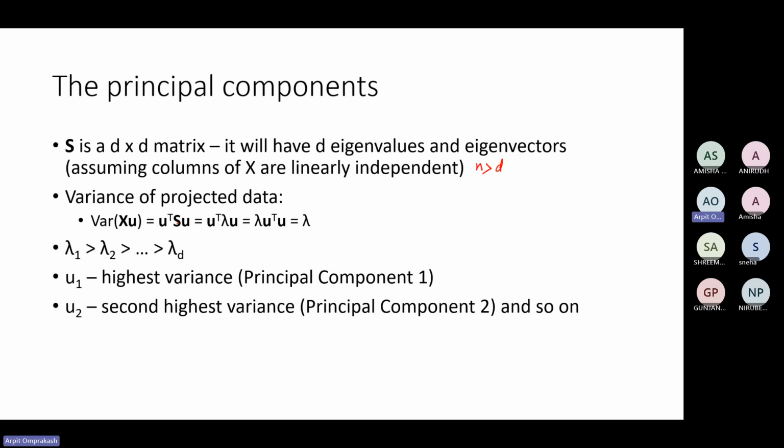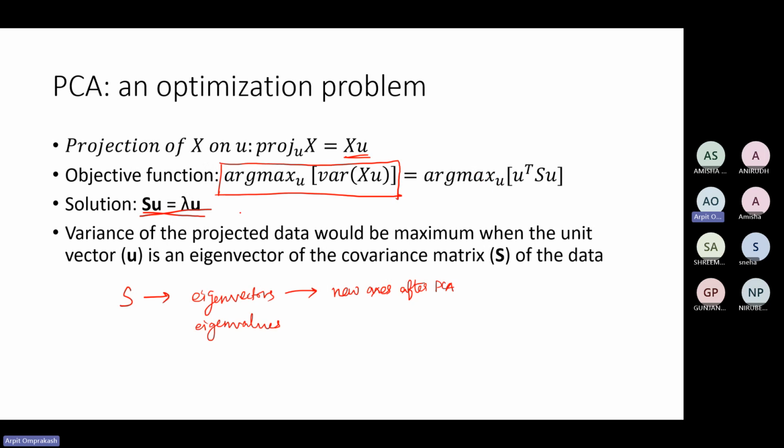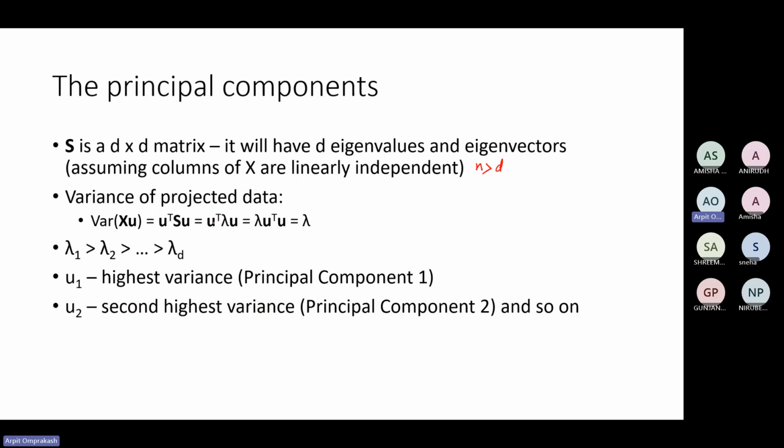This we can write as follows, because SU is equal to lambda U, which comes from our solution. So we replace it, and it becomes U transpose lambda U. Lambda is a scalar, so we can take it to the left. So it becomes lambda U transpose U, and U transpose U gives the identity matrix. So basically the variance of XU is given by lambda, the corresponding eigenvalue. So the variance of a given eigenvector is given by the corresponding eigenvalue in PCA.